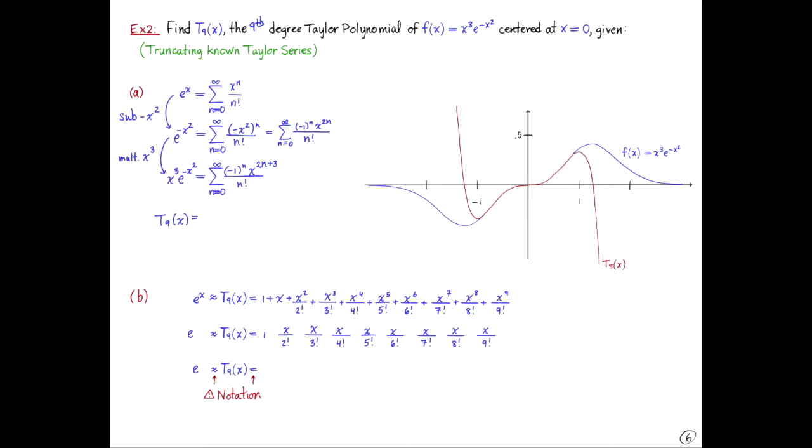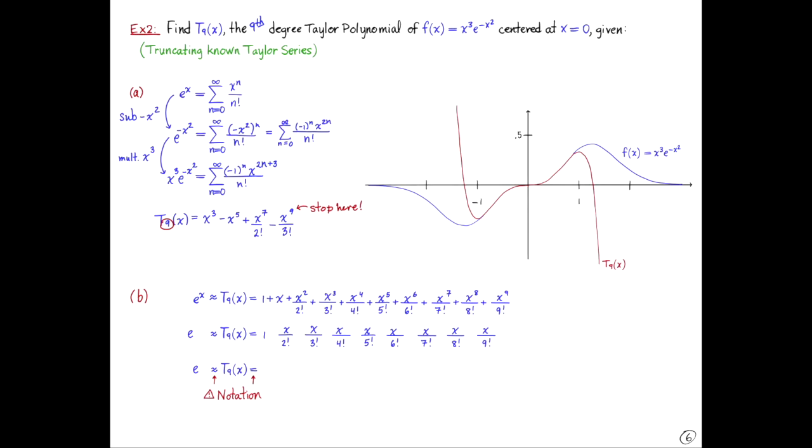Starting at n equal to 0, we have x cubed. When n is equal to 1, we have negative x to the 5th. When n is equal to 2, we have plus x to the 7th over 2 factorial. At n equal to 3, we have minus x to the 9th over 3 factorial. Since we're looking for the 9th degree Taylor polynomial, we stop writing out terms when we get to x raised to the 9th power.